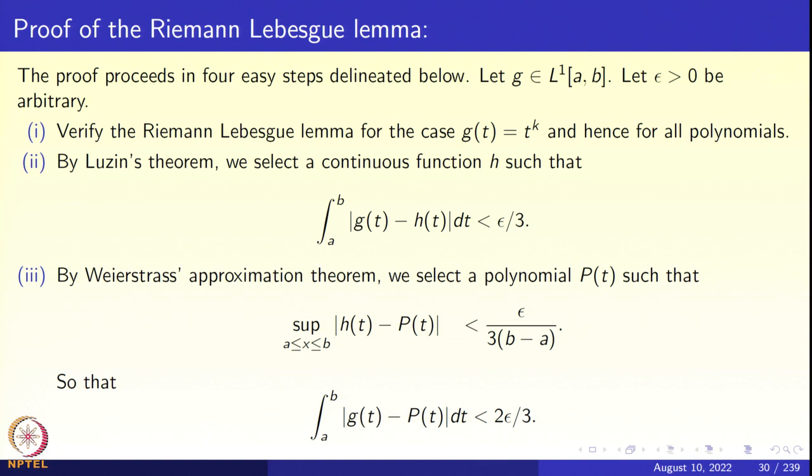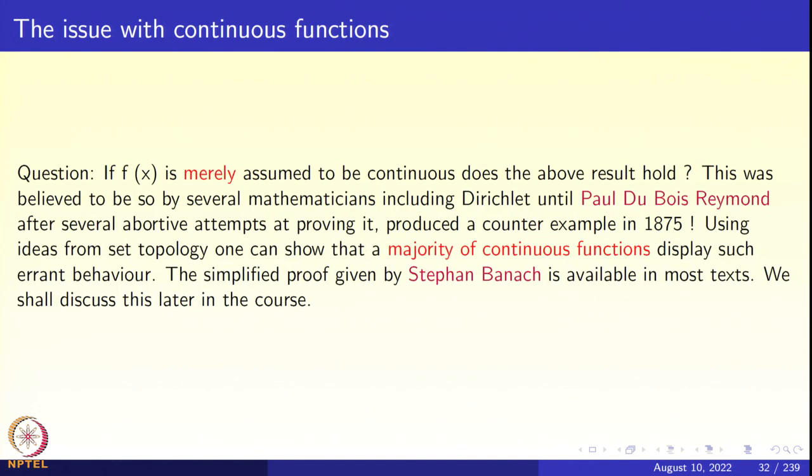Now, for a step function, it is very easy to prove the Riemann-Lebesgue lemma, because a step function is a linear combination of characteristic functions of intervals, right? Suppose I take the characteristic function of an interval tj to tj plus 1. Then what happens to the Riemann-Lebesgue lemma? You have to show that the integral from tj to tj plus 1 of sine nt dt goes to 0. That is clear, you can integrate and check. So, it is true for characteristic functions of intervals, therefore it is true for step functions, and step functions are dense in L1. That's another way of proving the Riemann-Lebesgue lemma. Whichever one is to your taste, take up that particular proof. So, the Riemann-Lebesgue lemma is proved.